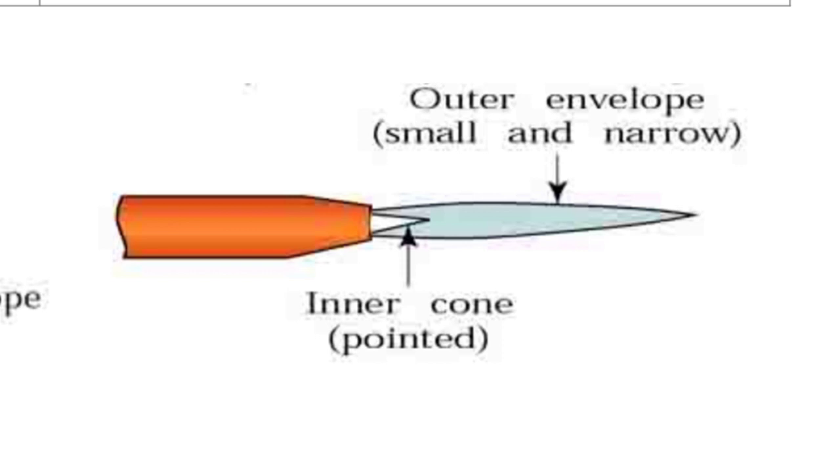And why does it occur? Because of excess supply of oxygen, the combustion happens quickly over a small area, and that is why we are getting a pointed cone.